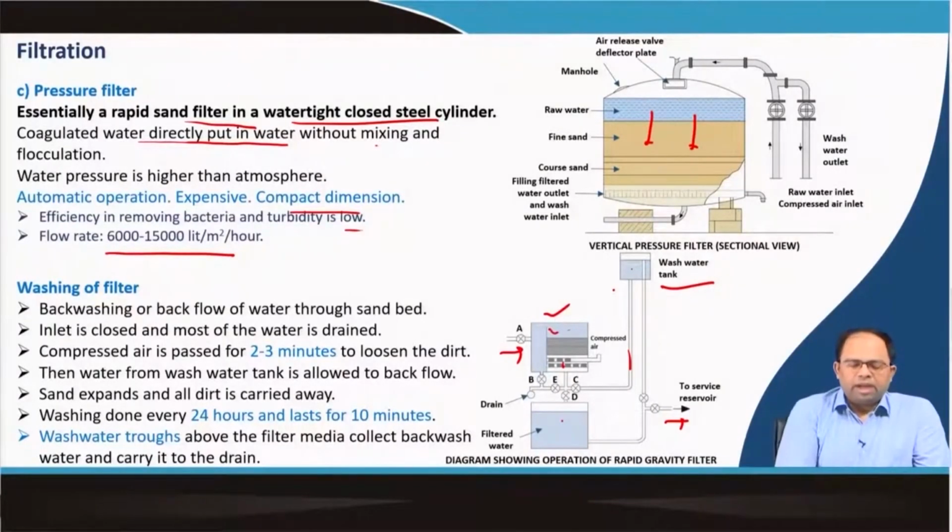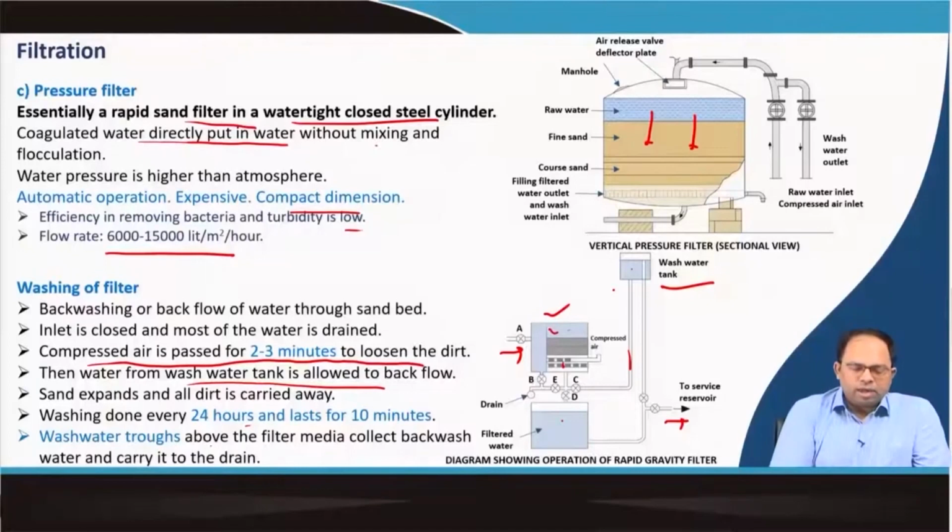So, backwashing or backflow of water through sand bed: inlet is closed and most of the water is drained. This is the first step. Then compressed air is passed for 2 to 3 minutes to loosen the dirt. Then water from wash water tank is allowed to backflow. Sand expands and all dirt is carried away. Washing is done every 24 hours and lasts for 10 minutes. So, every day we have to do washing in case of sand filters. Otherwise, it will not work.